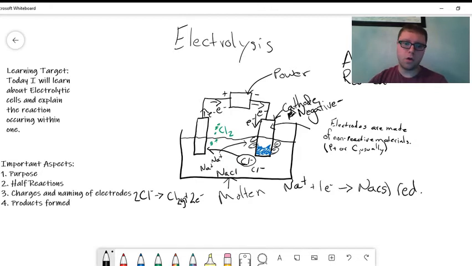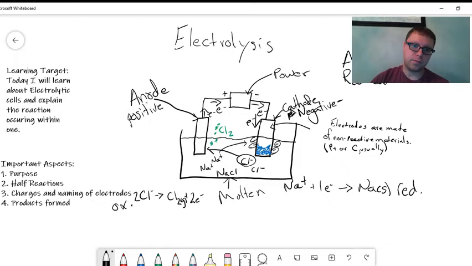All right, over here, since this Cl negative is losing electrons, we know this is our oxidation reaction, okay? So this electrode, because it's oxidation, is our anode. And because it's hooked up to the positive power supply, our anode for the electrolytic cell is positive. Positive sign if you want. So this is our positive electrode, our anode.